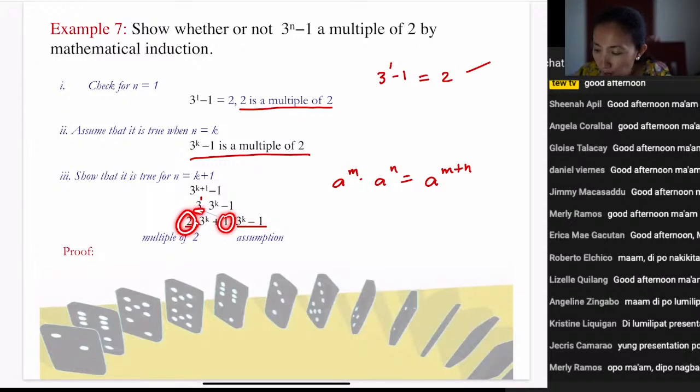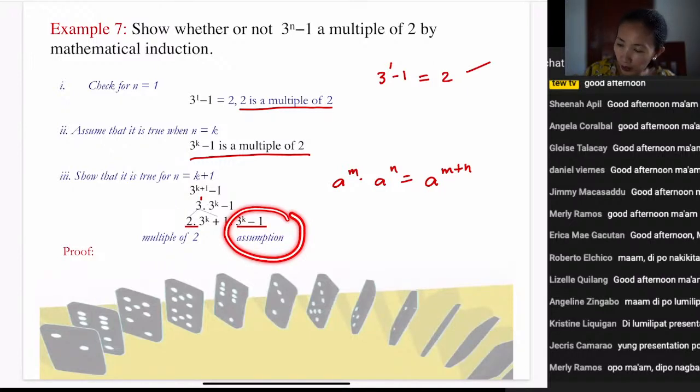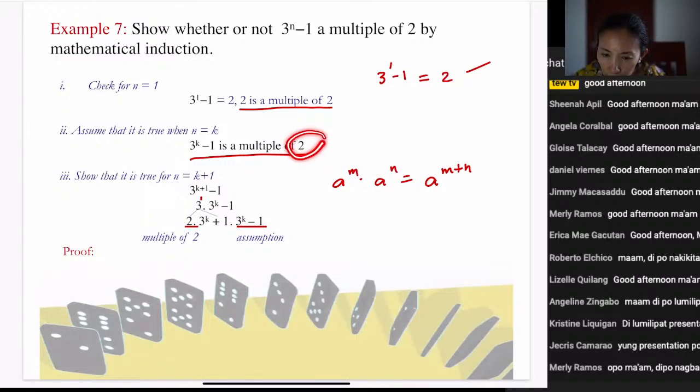3 times 3 raised to k. And what about minus 1? Leave it as it is. Now, this is our assumption. We said a while ago that 3 raised to k minus 1 is already a multiple of 2. Okay? It's already a multiple of 2.